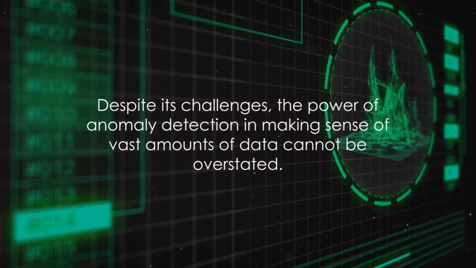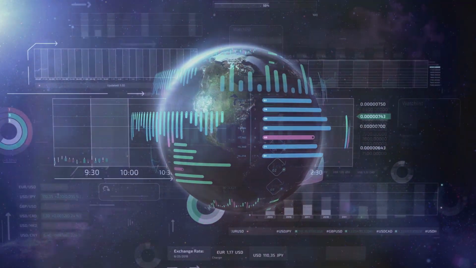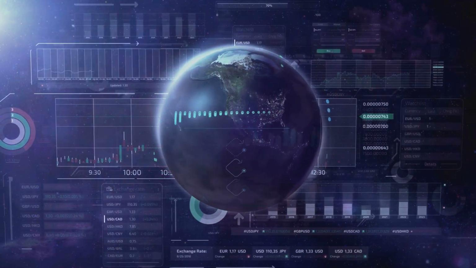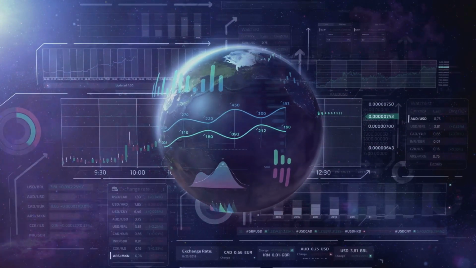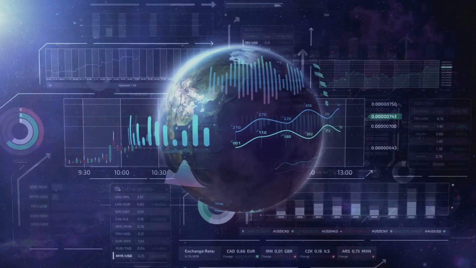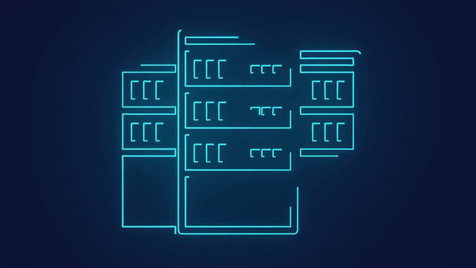While these applications are incredibly beneficial, they are not without their challenges. One of the key challenges in anomaly detection is dealing with high-dimensional data. Because anomalies are often subtle and hidden in a sea of normal data, trying to identify them in large, complex datasets can be like finding a needle in a haystack.